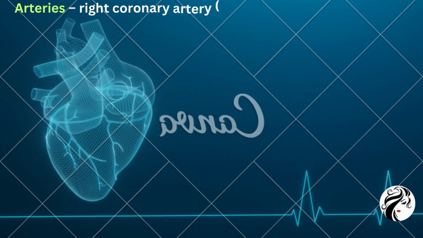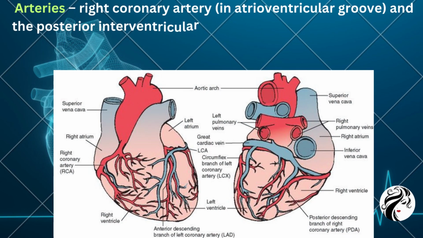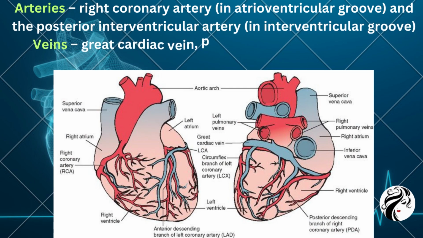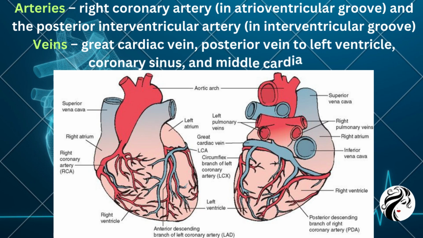So, posteriorly we have arteries and veins as well. Posteriorly, the arteries we have are the right coronary artery and the posterior interventricular artery in the interventricular groove, and then the veins like the great cardiac vein. We discussed in the anterior view as well the posterior vein to the left ventricle, coronary sinus, and the middle cardiac vein. You have to remember which arteries and veins lie anteriorly and which lie posteriorly.